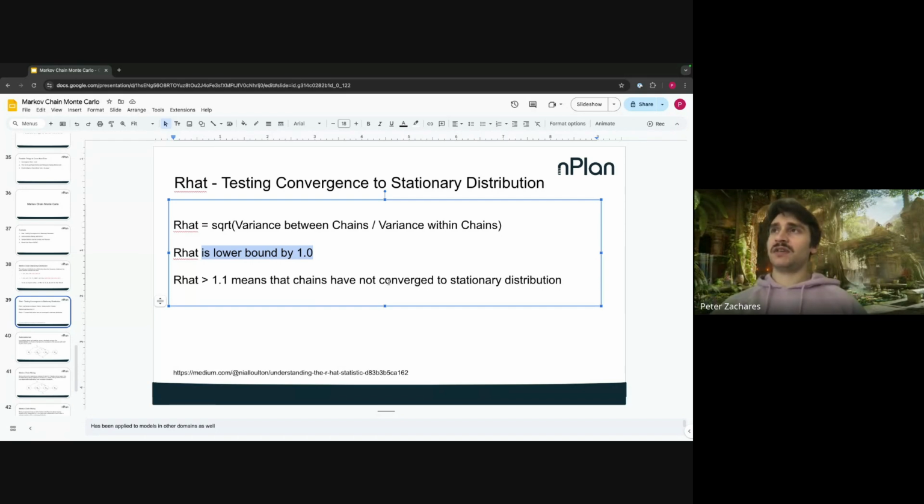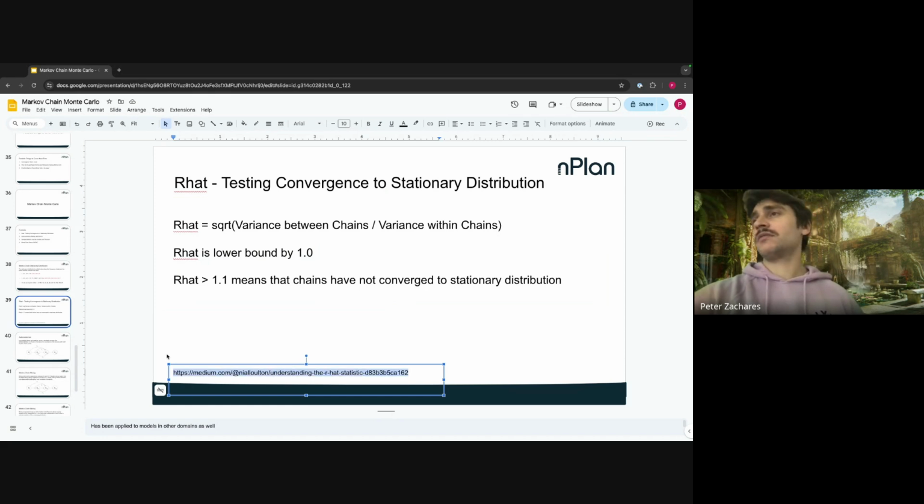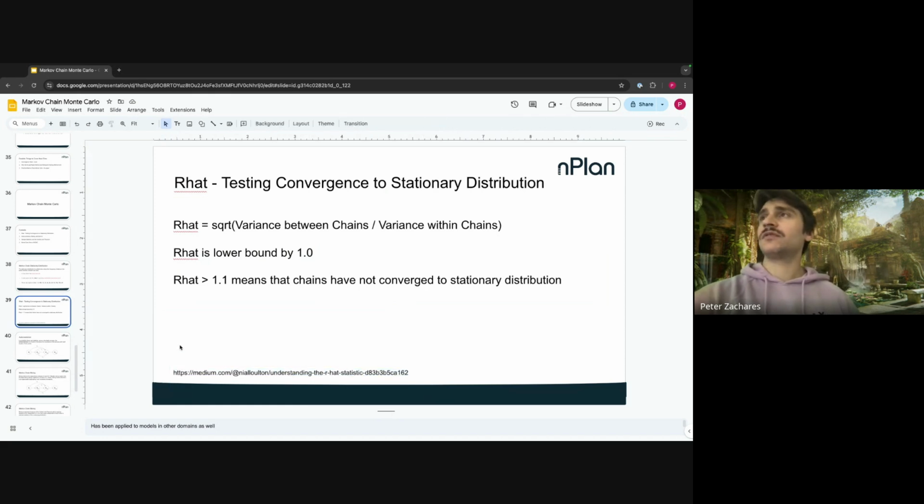So it's the idea that there's an agreement across chains about the variance. And here's the Medium article that I read that talks about this, if you're interested. So this is how you could test for convergence. But as Arvid pointed out, that's not enough. You can't just converge to the stationary distribution, because if your samples are highly correlated with each other, you can't really do much.